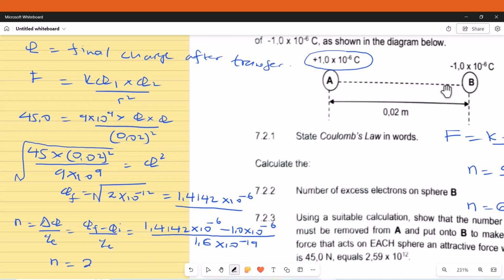So it gives me 2,58875 times 10 to the power 12. If I look at the given answer, and I round off, it's going to be exactly 2,59 times 10 to the power 12 electrons. All right, hope we are together. Let us continue. Next question here.